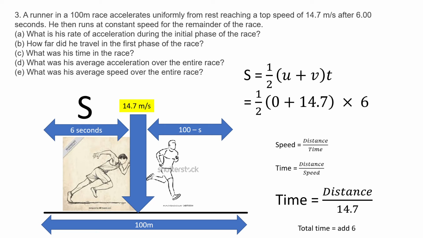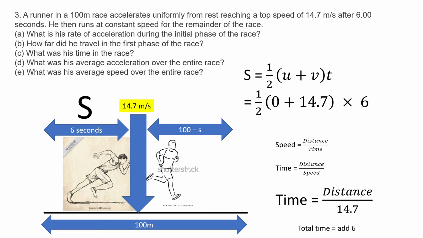So what you have to do is add those two numbers together, divide by 2, and then you times by the time taken. So that is his distance. Because he's accelerating, his speed changes. So you can work out the average speed and then times it by the time taken, which is 6. So that is for part B. How far did he travel in the first phase of the race? Work out the average speed and then times it by 6. That will give you the distance of the first phase of the race.